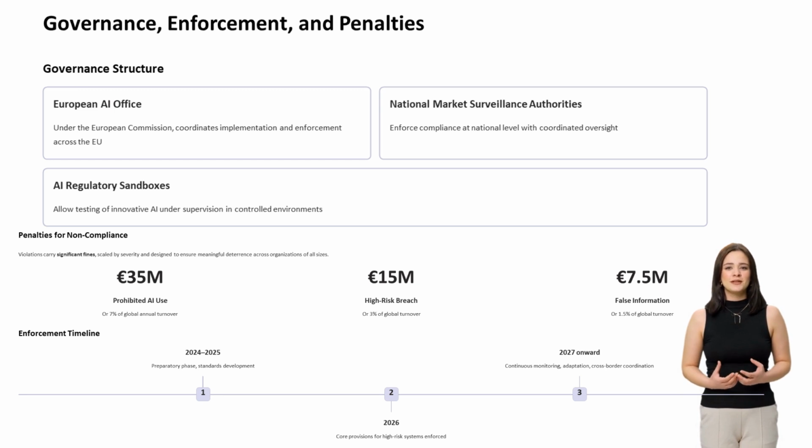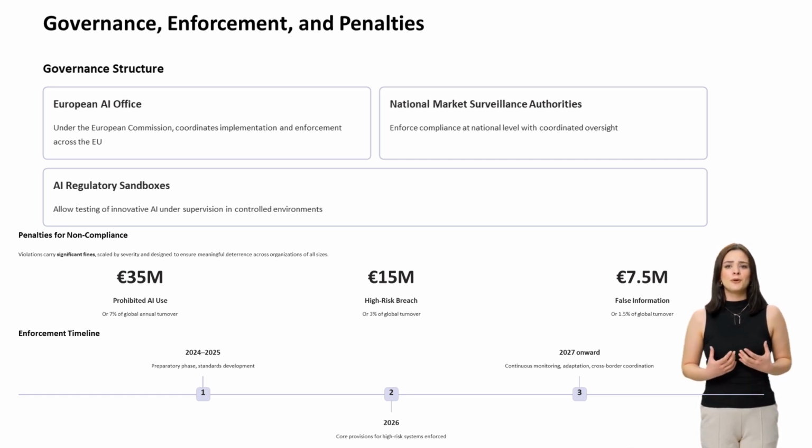But what happens if an organization fails to comply? The penalties are severe and designed to be a real deterrent. For the most serious violation, the use of prohibited AI systems, fines can reach up to 35 million euros or 7% of the company's global annual turnover, whichever is higher. For breaches of high-risk AI obligations, penalties can go up to 15 million euros or 3% of global turnover. And even supplying incorrect or misleading information to regulators can result in fines of 7.5 million euros or 1.5% of turnover.